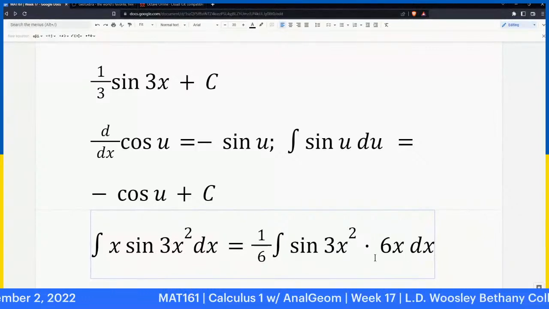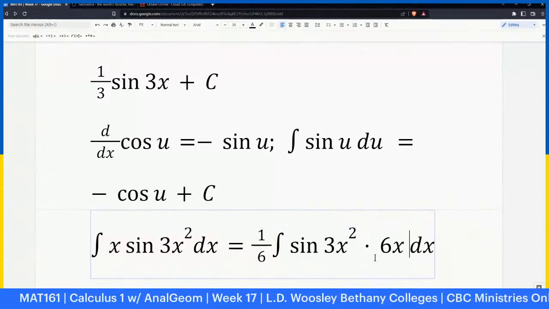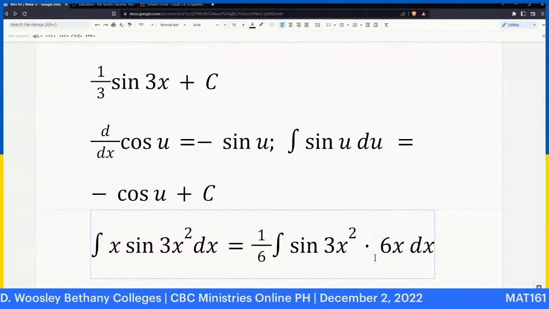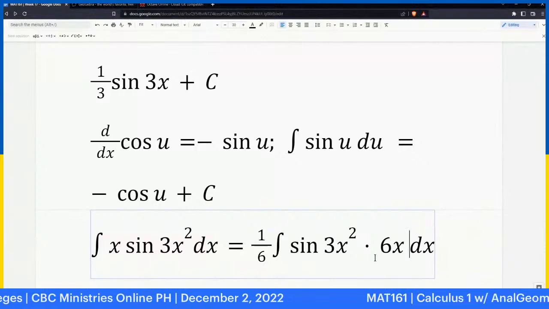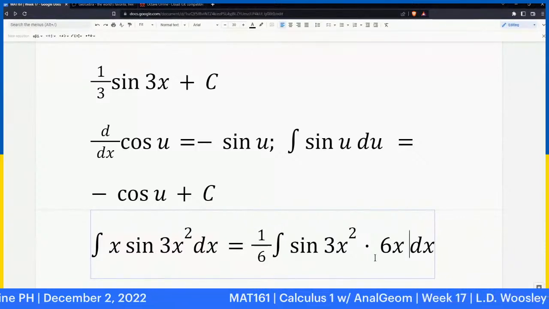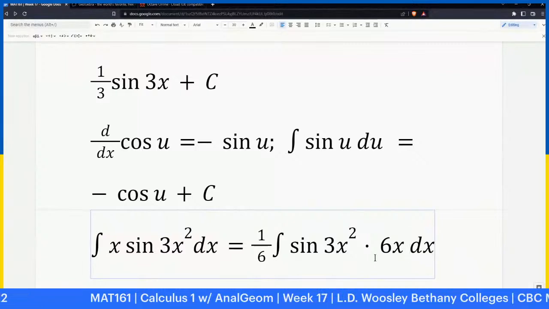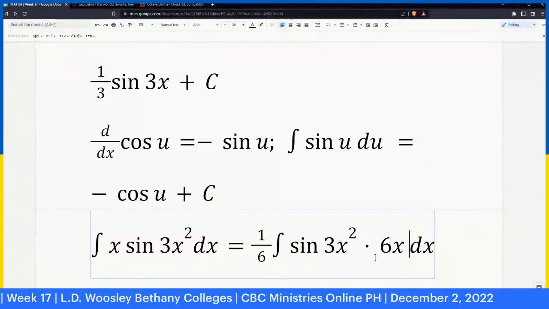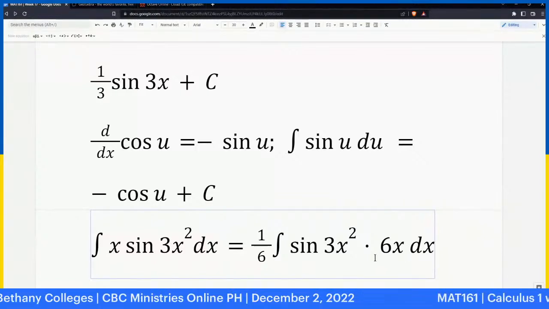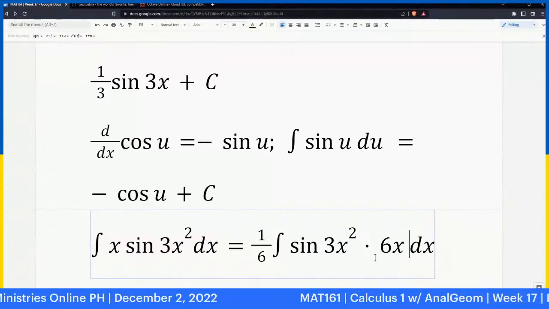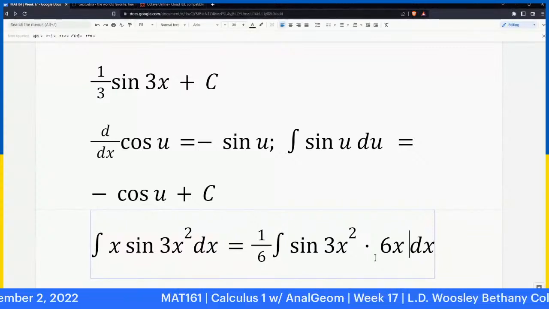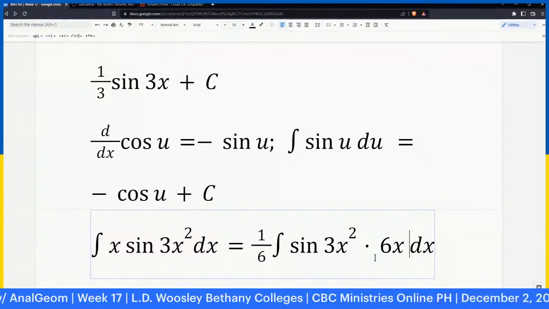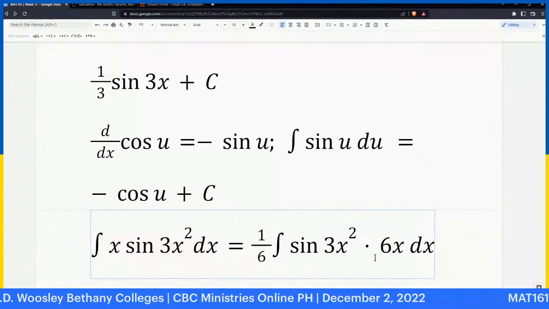Di ba po yung mismong derivative ng 3x squared is 6x na po siya? X lang ang available. Bali, ginamit ko yung x na nasa tabi ng sign. Kasi kung wala yung x doon, hindi mo pwedeng gamitin tong method na to. Kung wala yung x doon, hindi pwede. You will look for another method which is advanced, hindi na siya yung basic. Pag wala, hindi mo siya magagamit.